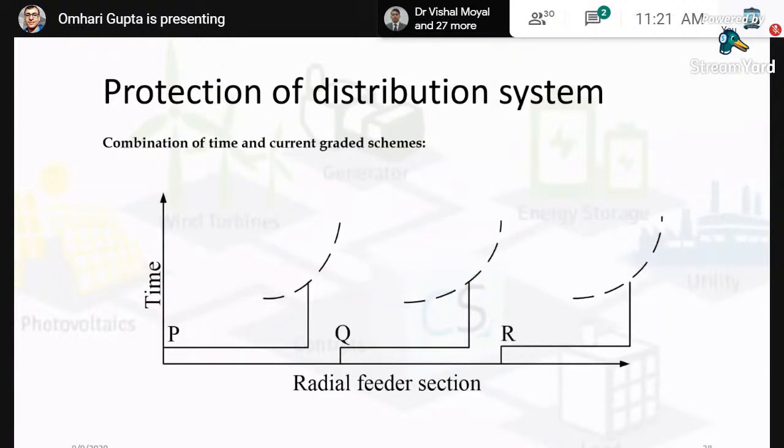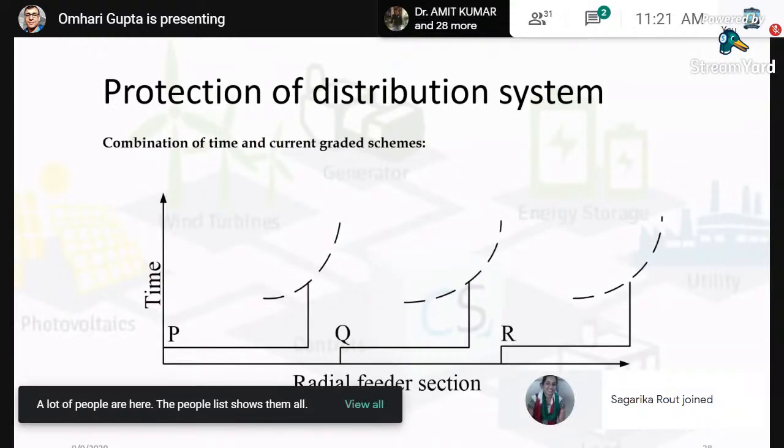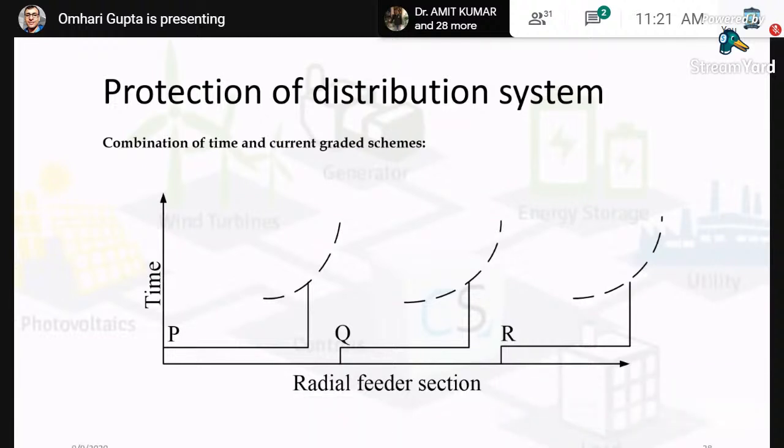And then the combination of both. In that situation, we prefer to use the IDMT characteristic, that is, the relay which you may use for this combination of time and current graded schemes. An inverse characteristic will be there initially, and then a finite time will be there at the end, and we have studied that already. So that was the conventional way of protecting a feeder or the distribution system.